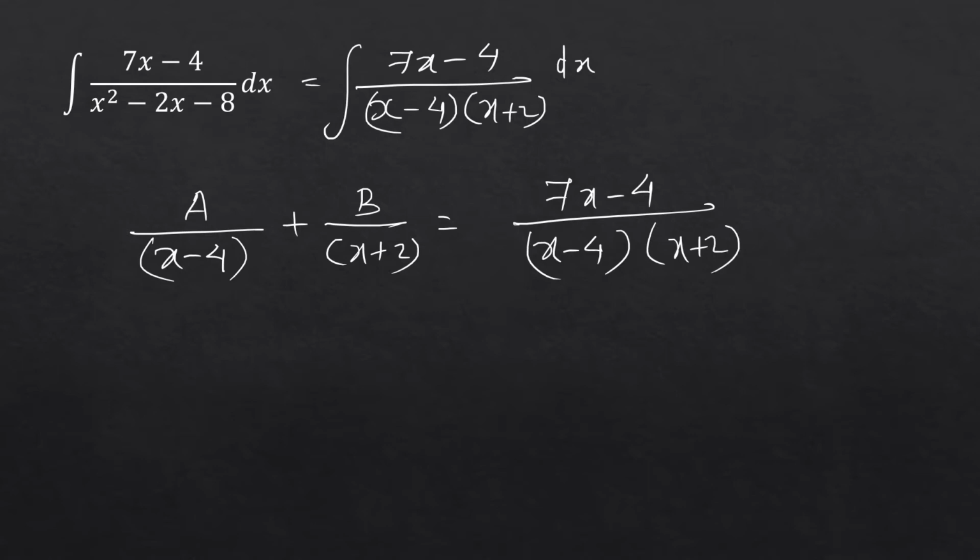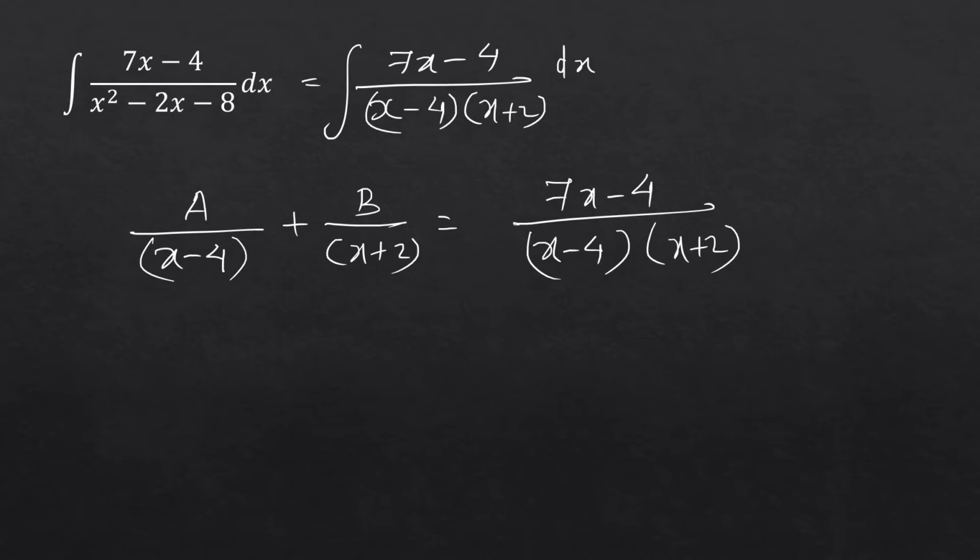You see, if I get a constant here instead of the numerator, and if I try to find the integral, it will be very easy. That constant times ln x minus 4, that's going to be my answer. Here, finding the integral of 7x minus 4 over x square minus 2x minus 8 is going to be a difficult task, and that's why partial fractions are going to be a handy tool.